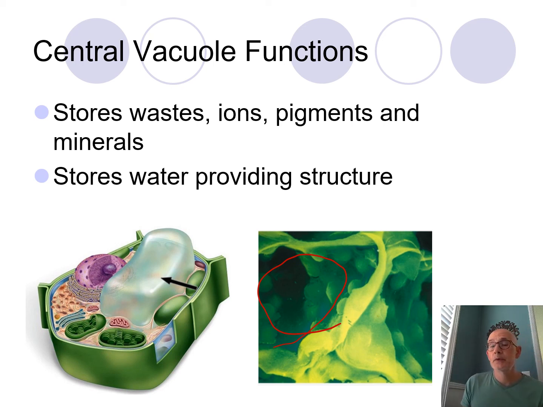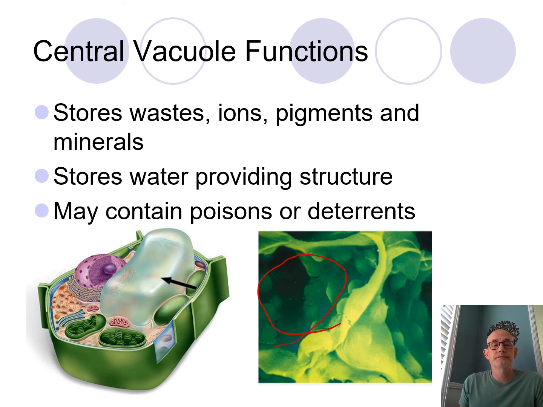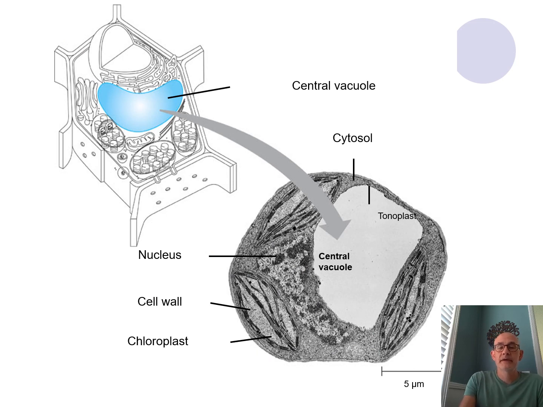Some of the things that can be stored in the central vacuole are toxins that actually make the plant poisonous to things like insects and herbivores, or they might just taste bad, or they could be filled with neurotoxins like nicotine and caffeine, which are toxic to insects but have very different effects on mammals. So this is that central vacuole pushing out against the wall. The membrane of the central vacuole is called the tonoplast. Do you need to know that? Probably.